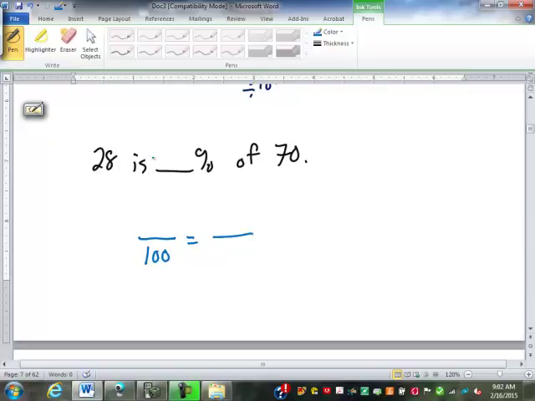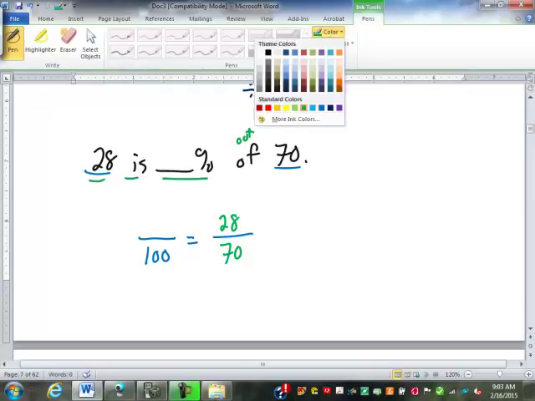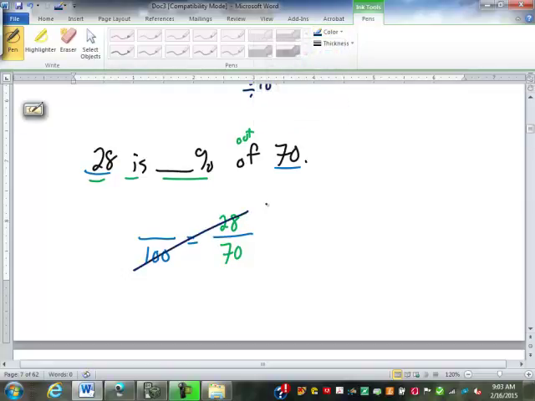And now we have the two numbers. This time we have both of them. We have the 28 and the 70. We have to figure out which one matches up where. Now as I said, "of 70," we can think of that as "out of 70," which would indicate 70 is probably on the bottom. We also have 28 is blank percent, which implies the 28 matches up with that missing percent. And now we will cross multiply and divide. 100 times 28 is 2,800 divided by 70 gives us 40. So that's 40%.